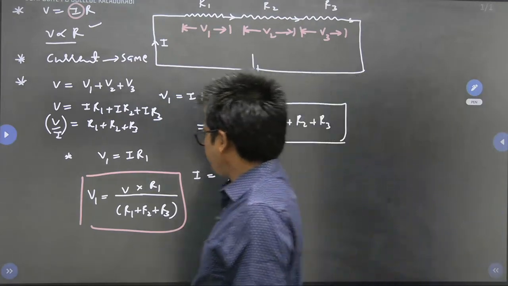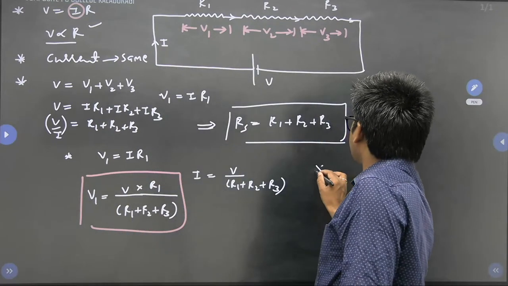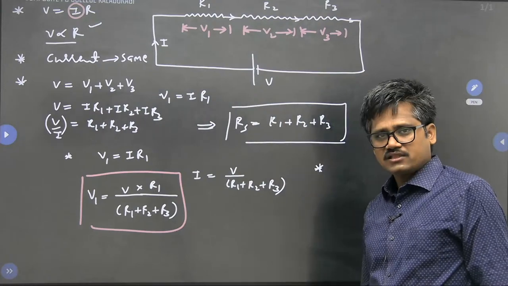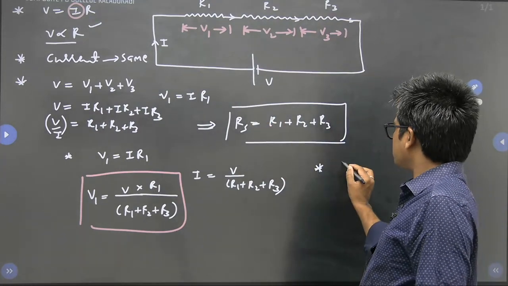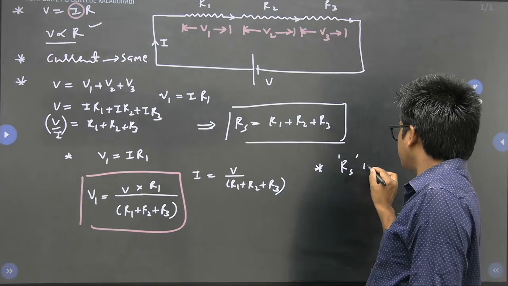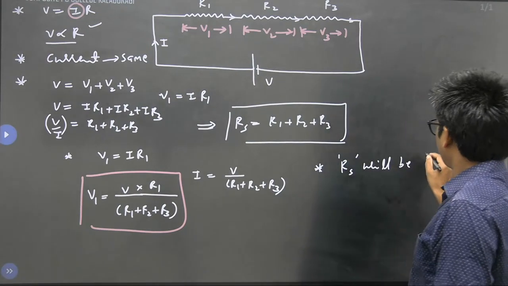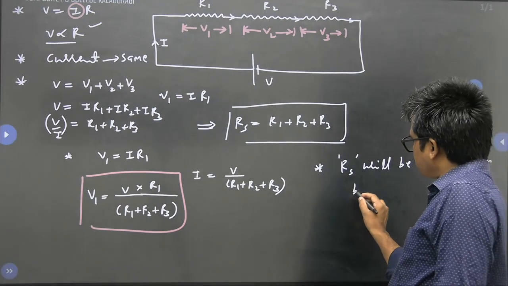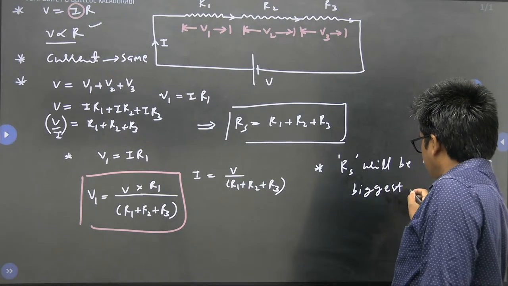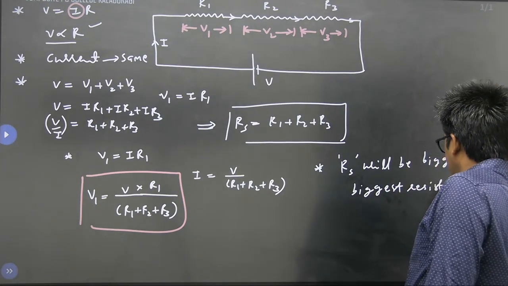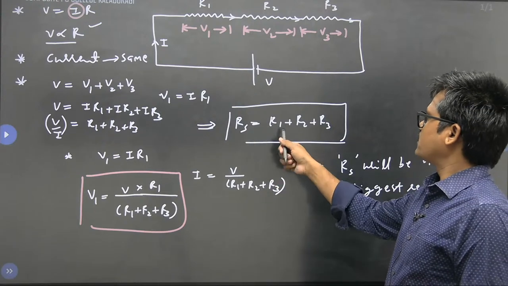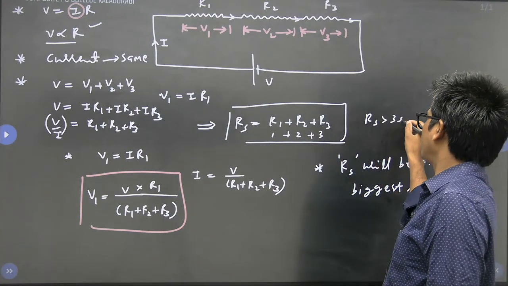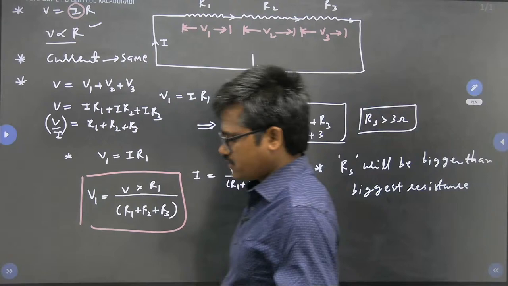Now, in this series case, the effective resistance will be greater than the greatest among the three. Effective resistance RS will be bigger than the biggest resistance. Right or not? For example, if it is 1 ohm, 2 ohm, 3 ohm, then RS will be greater than 3 ohm. Right or not?